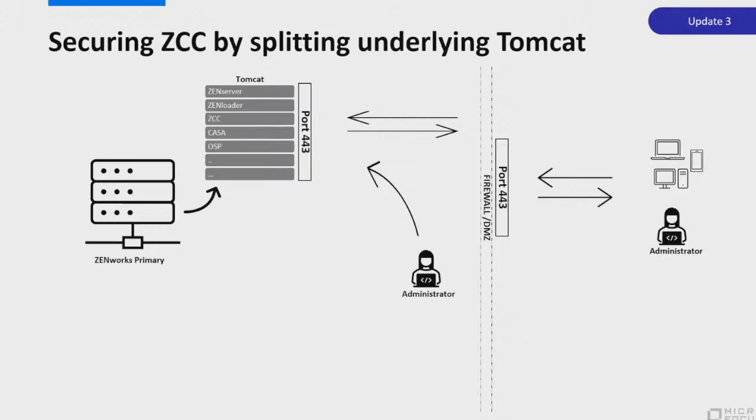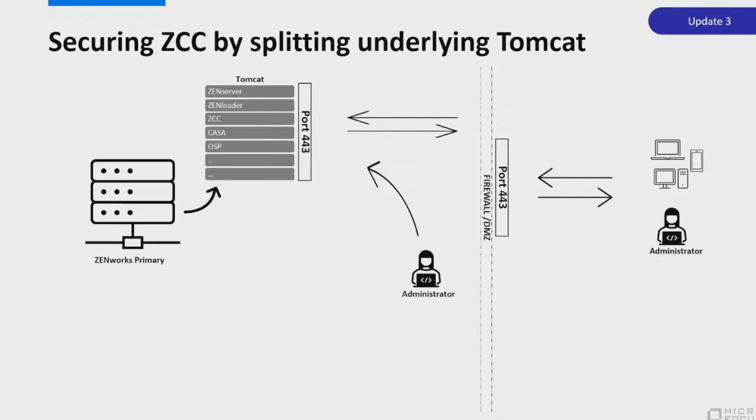So basically that meant that you open port 443 on the firewall, which allowed your managed devices to go through and get the client services that they need. But it also allowed your administrator or anyone else to try to hit those administrative services, right?